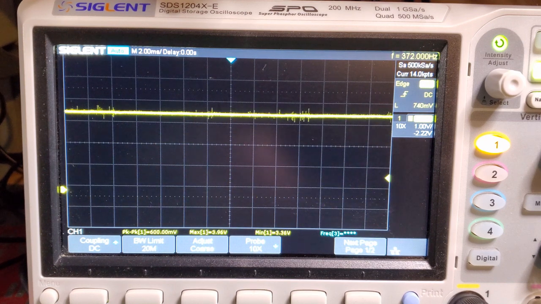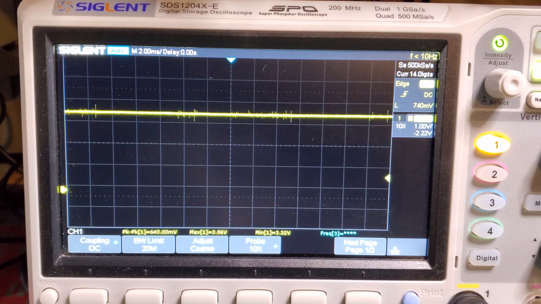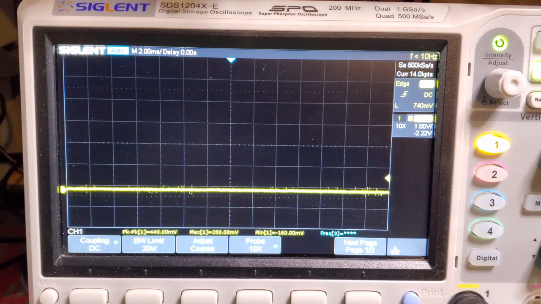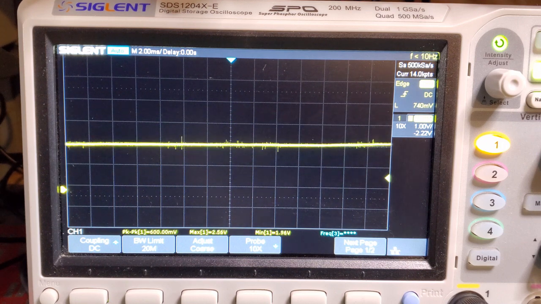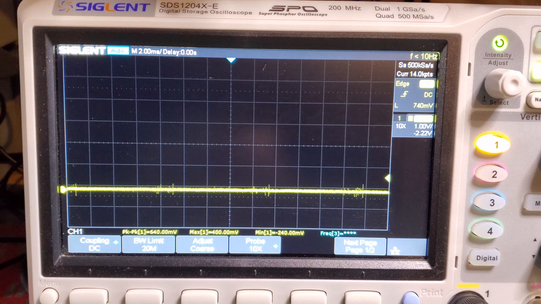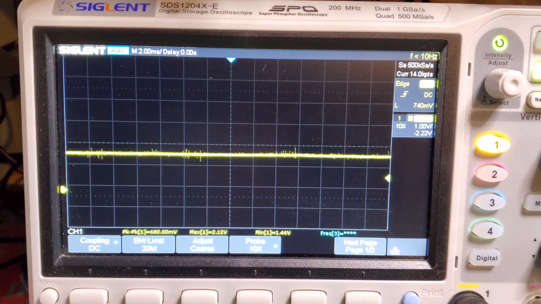So you can see that behavior there, where as I put my hand in front of it, it goes up. As I take my hand away, it goes all the way down to 0 volts. So there we go. Let's have a look at the same behavior on the homebrew circuit that I've got.